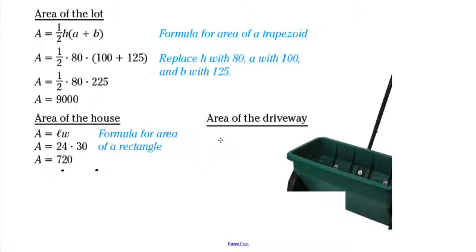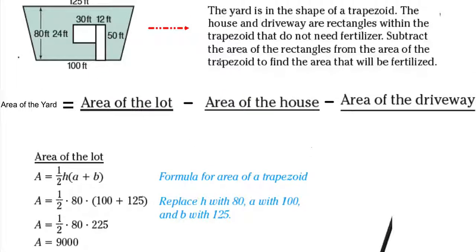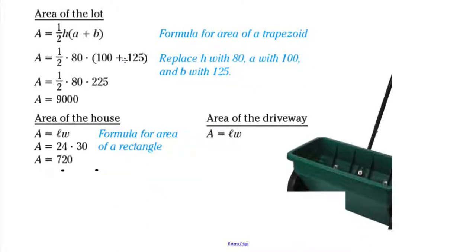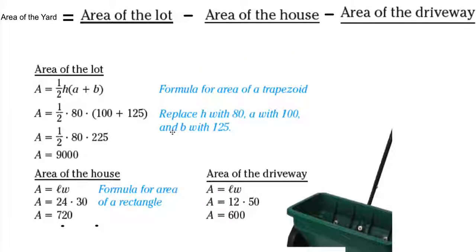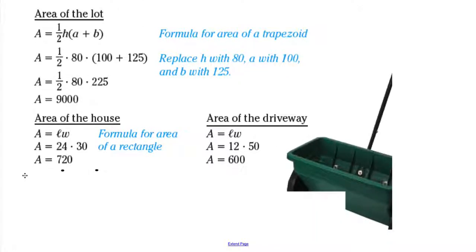And let's find the area of the driveway. Again, it's a rectangle, so the formula is length times width. And if you look at our driveway, it has a width of 12 and it has a length of 50 feet. So we multiply 12 times 50, end up with the area, which is 600. Okay, now let's go back to this one. Area of the yard is equal to area of the lot minus area of the house minus area of the driveway.